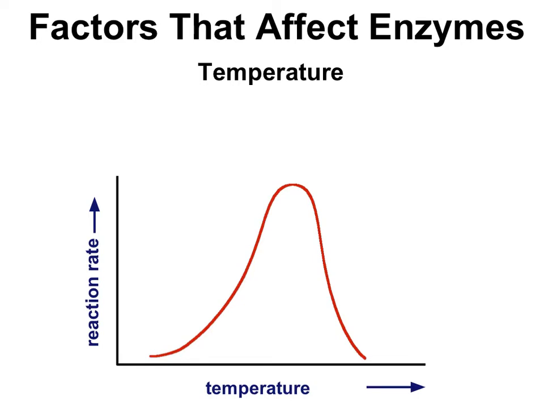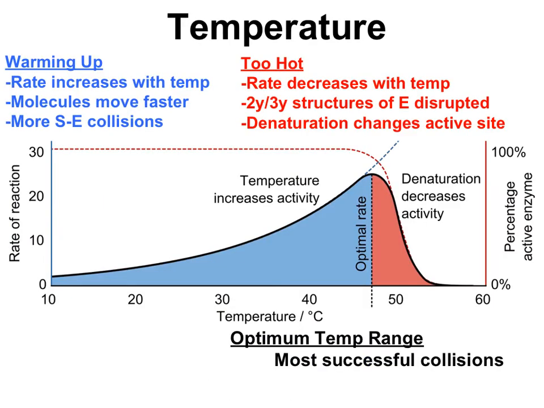Now that we've described the what, let's explain the why. The left side of the curve can be explained with kinetic energy, the energy of motion. When molecules are heated up, the molecules move around faster. They have more kinetic energy. When molecules are moving around faster, the chances for collision increase, causing this increase in reaction rate.